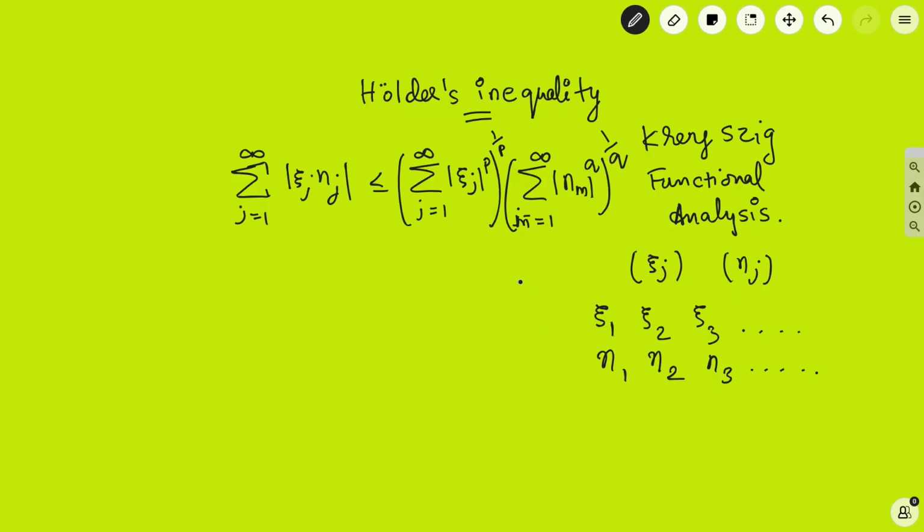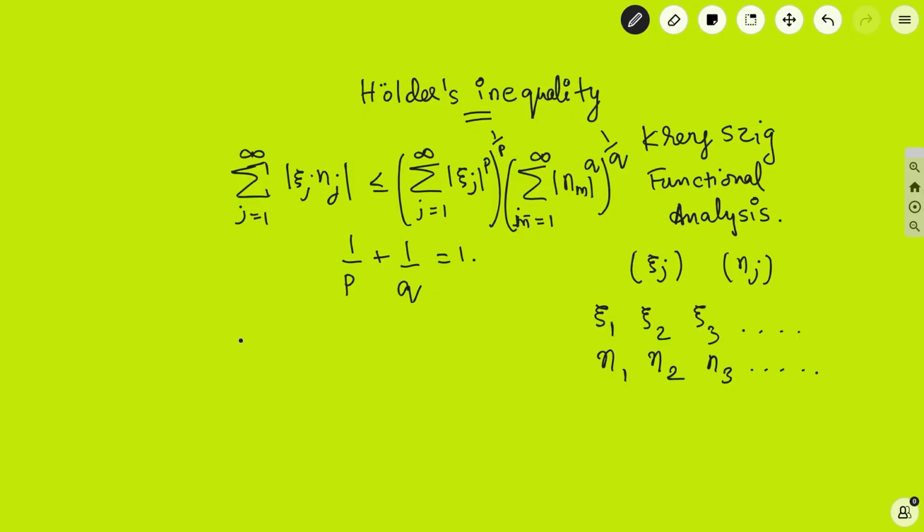The proof is interesting. When I looked at the textbook, it's a really interesting proof, so I just want to sketch it. So what are p and q? p and q are two real numbers such that 1 by p plus 1 by q is 1. Okay.